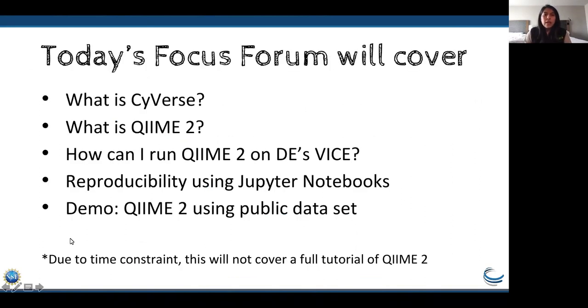Let's see. So for today, I wanted to highlight what areas I plan to cover. I'll give a brief introduction of CyVerse to those who may not be too familiar with this infrastructure, and then talk about some of the updates for QIIME 2, and then sort of cross over into how you can run QIIME 2 on CyVerse through the Discovery Environment's new Vice area. Also highlight that it's important to be able to reproduce your data, so using Jupyter Notebooks in complement to run QIIME 2 is a very useful way to check back what you were doing 6 months ago.